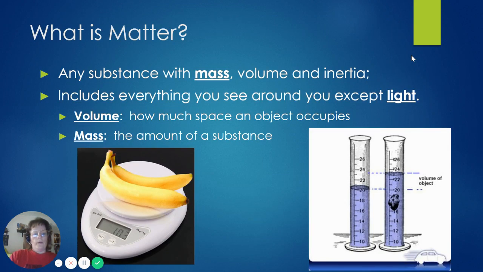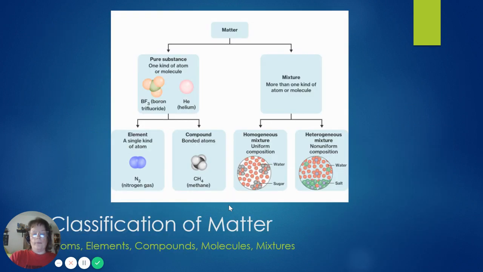So what is matter? Any substance with mass, volume, and inertia. It includes everything you see around you except light. The volume is how much space an object occupies, and the mass is the amount of a substance. We talked about how to do the water displacement to get volume in the other section of Unit 1. And here's a digital scale. We used a triple beam balance in one of the examples, but you can throw it on a digital scale and it'll tell you the mass more precisely.